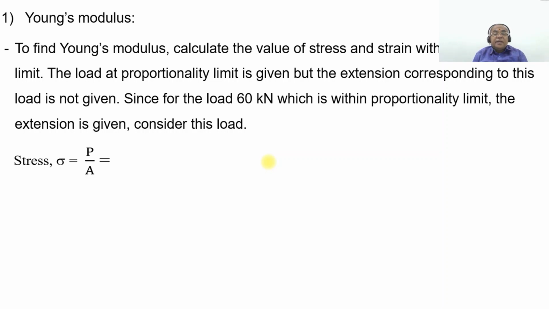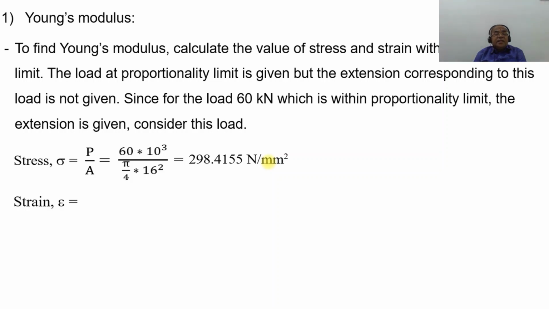So what is stress, which is P by area? P is 60 into 10 to the power of 3 divided by pi by 4 into 16 square, since it is a round bar, so naturally the area of the circle is pi by 4 into 16 square. So on simplification, you will get the value as 298.4155 Newton per mm square. So what is strain? Strain is nothing but delta L by L. So delta L is 0.115 divided by 80 mm. So on simplification, you will get strain as 1.4375 into 10 to the power of minus 3.